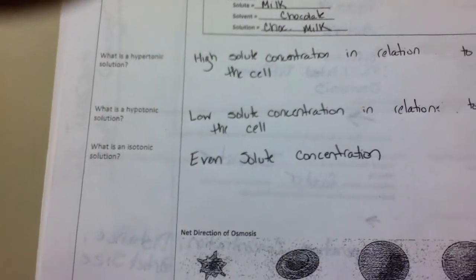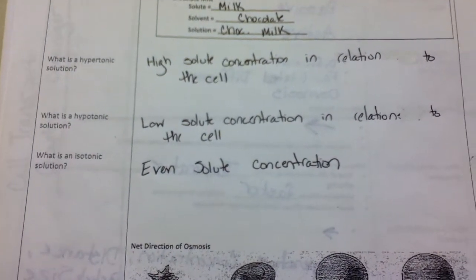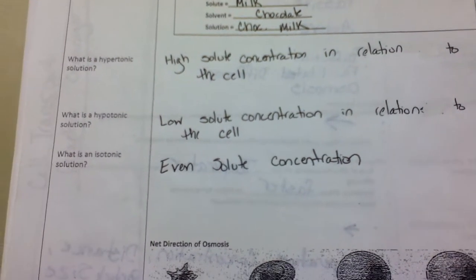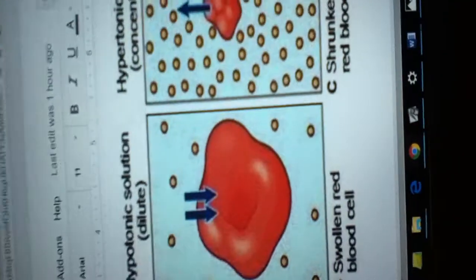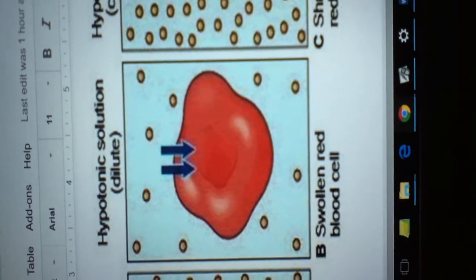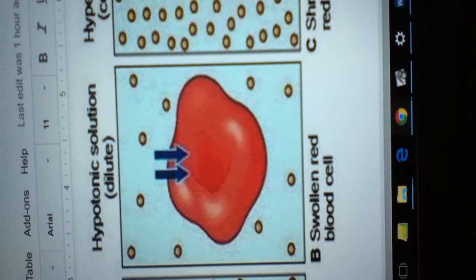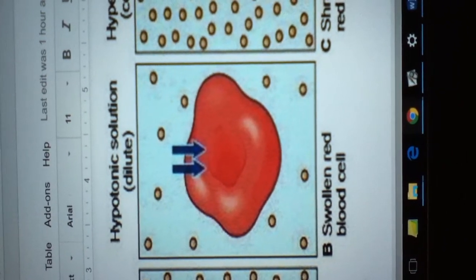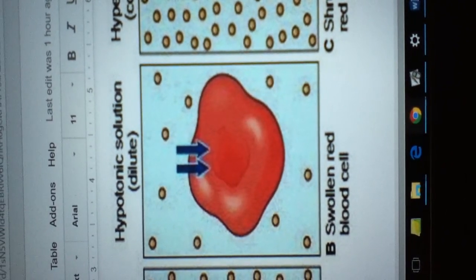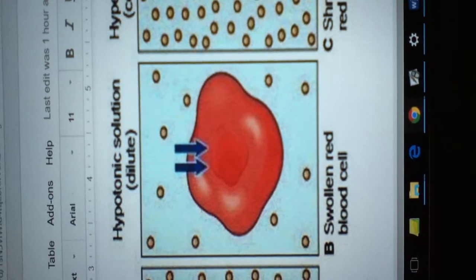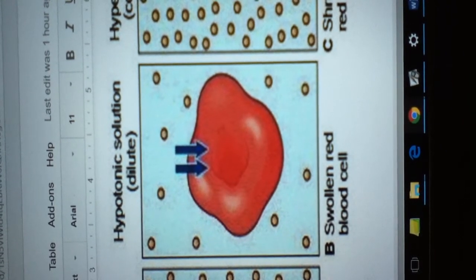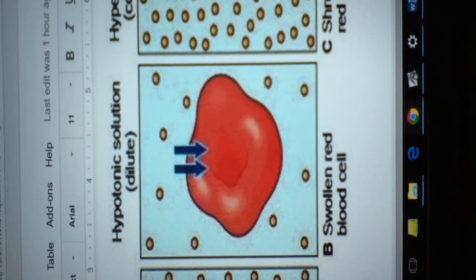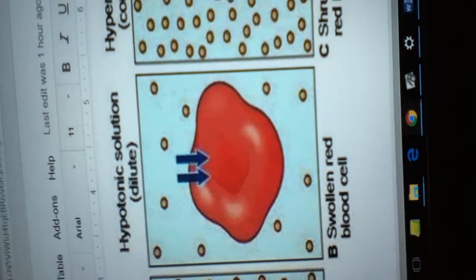In a hypotonic solution, you have a low solute concentration in relation to the cell. So in a hypotonic solution, it's like you drank a whole lot of water and your concentration of solutes are thinned out a little bit. You don't have a lot of sodium swimming around in your cells, and your red blood cells are going to begin to swell. The concentration is greater on the inside of the cell, so water goes into the cell.